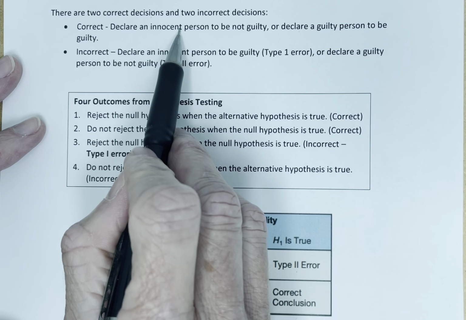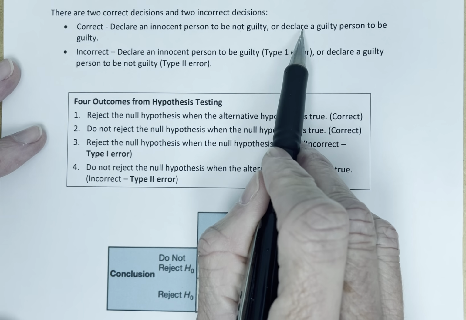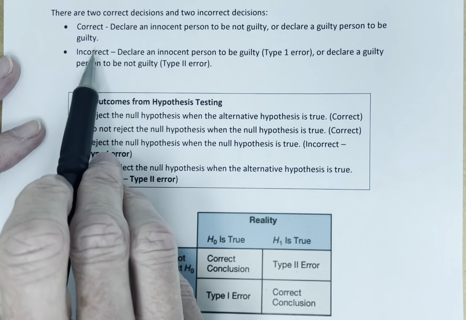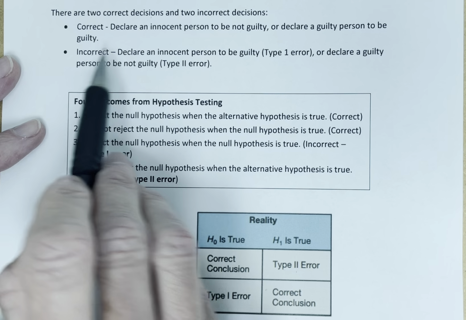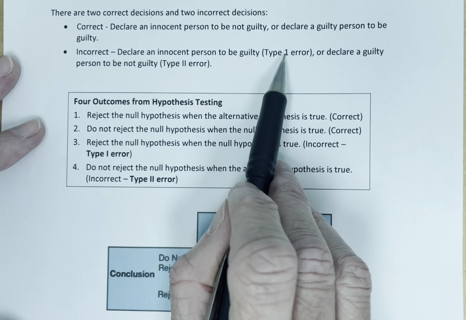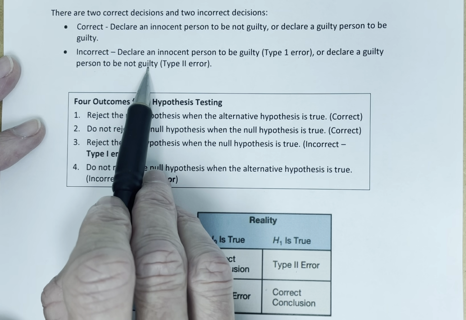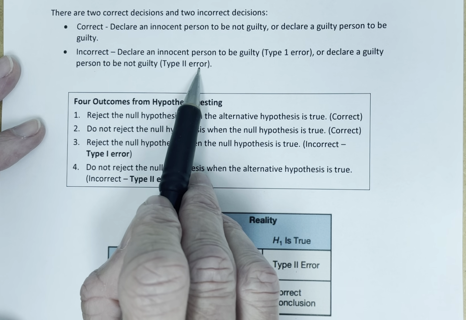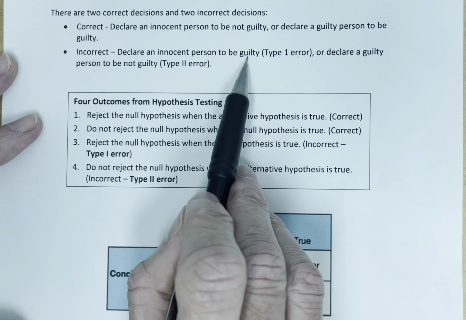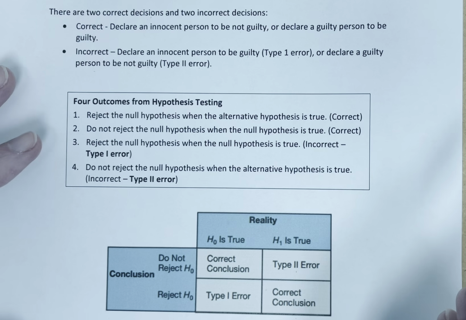Correct. An innocent person is declared not guilty. That's a correct decision. Or a guilty person is declared to be guilty. That's also a correct decision. We have two incorrect decisions. If we declare an innocent person to be guilty, we're going to call that a type 1 error. If we declare a guilty person to be not guilty, that's going to be a type 2 error. And those are two things we don't want to have happen. We don't want to declare an innocent person to be guilty, and we don't want to declare a guilty person to be not guilty. Those are errors.